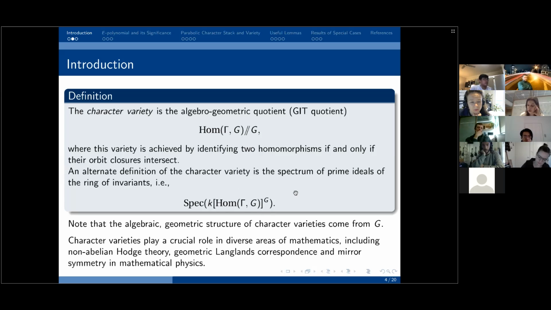Moreover, the character variety plays a crucial role in diverse areas such as non-abelian Hodge theory, the geometric Langlands correspondence, and mirror symmetry in mathematical physics. So I think that's why many people are interested in such varieties.